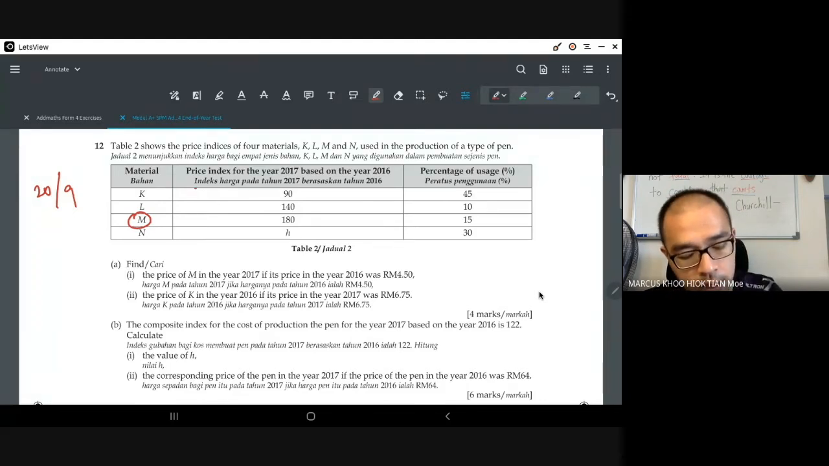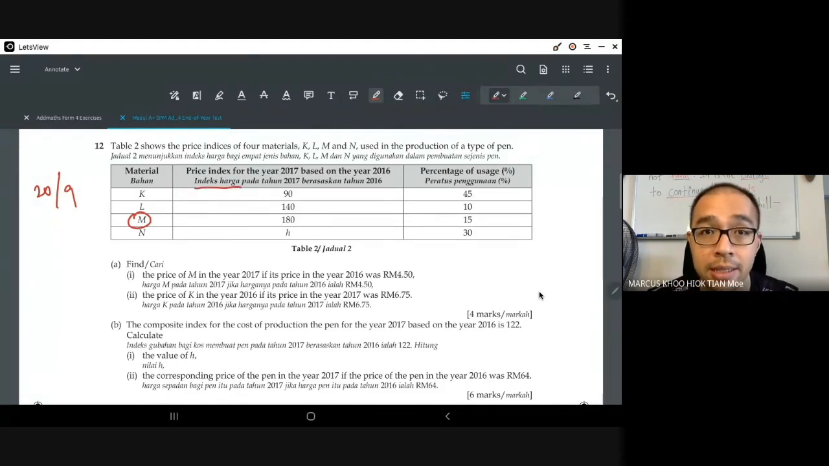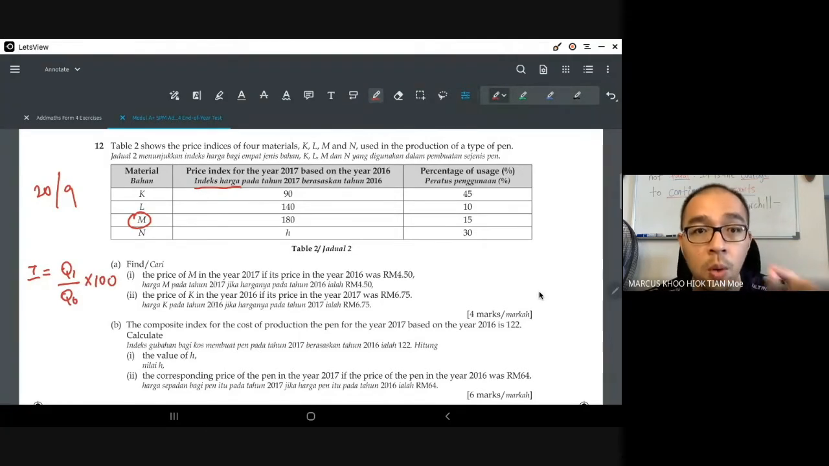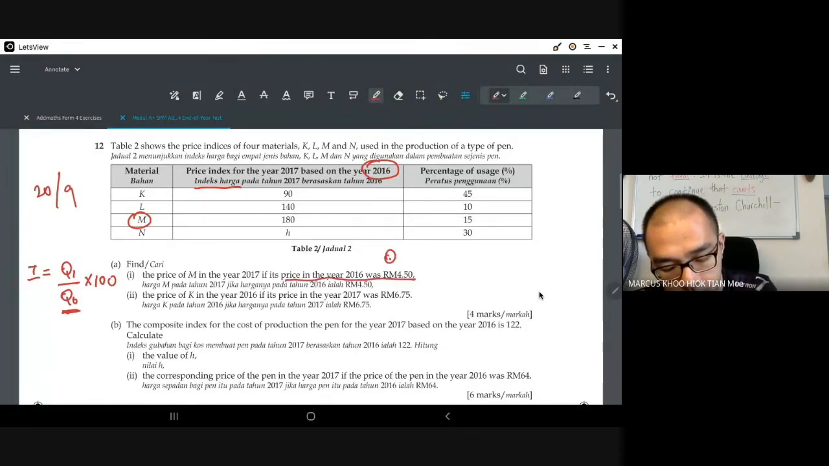Okay, so let's revise again. Price index, index harga. I equals to Q1 over Q0 times 100. The most important thing is we must know what is the base year. The base year is the one that is Q0. Price, not price index. The price of Q0 is the price of the base year, which is 2016. So they say the price in the year 2016 is 4 ringgit 50 cent. So this is Q0. Find the price in 2017.